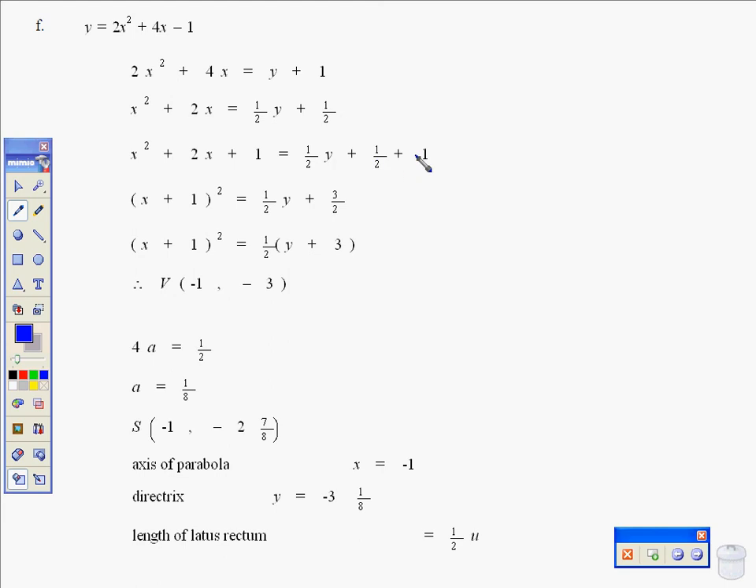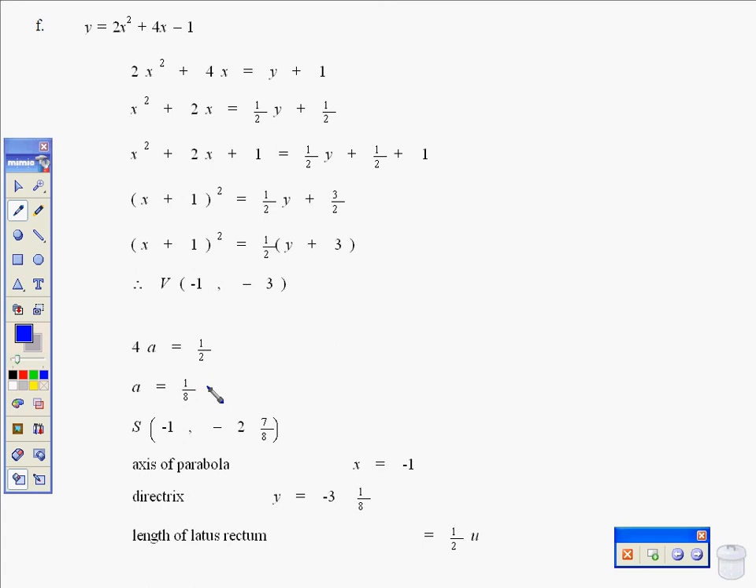We've got the half y plus the half, we add 1, gives us the half y plus 3 over 2 plus 2 over 2. Now we factorize the half out. Remember, we want y by itself, plus the 3. The vertex then would be (minus 1, minus 3).